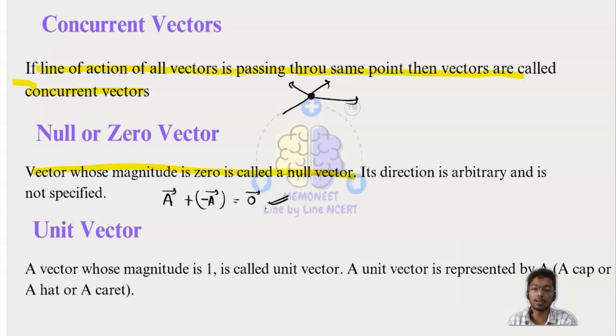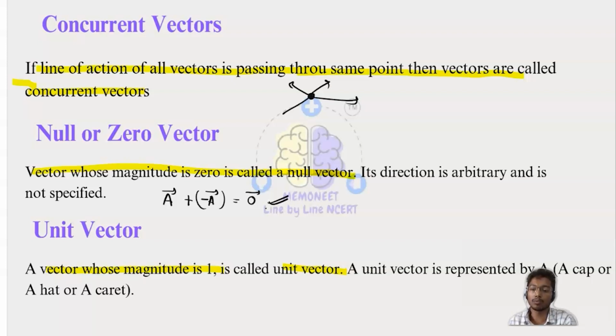Then unit vector: a vector whose magnitude is 1 is called a unit vector. The unit vector is represented by a cap or a hat or a caret. It is trying to tell that this is the vector whose magnitude is 1.